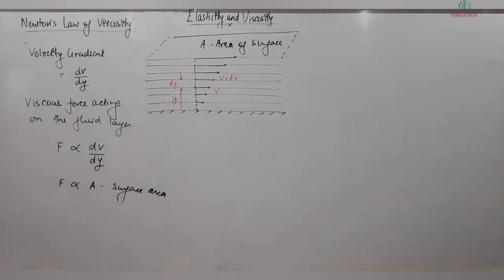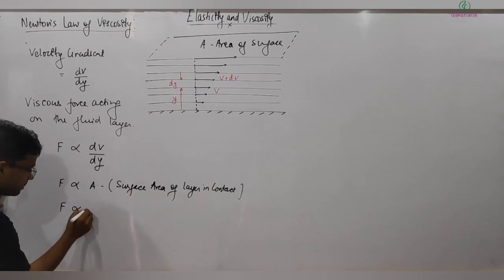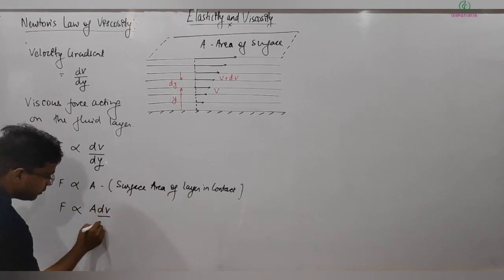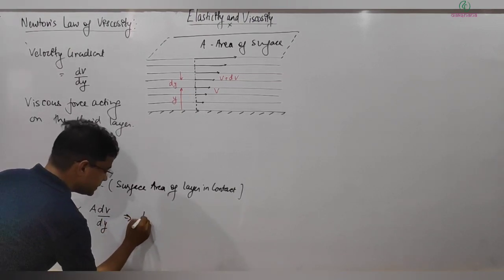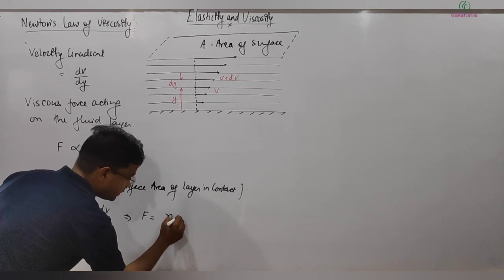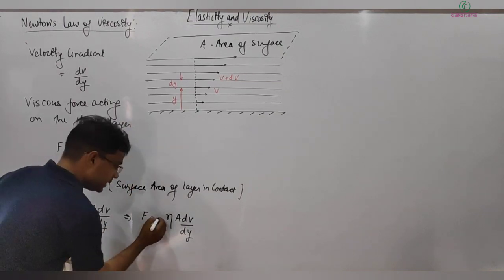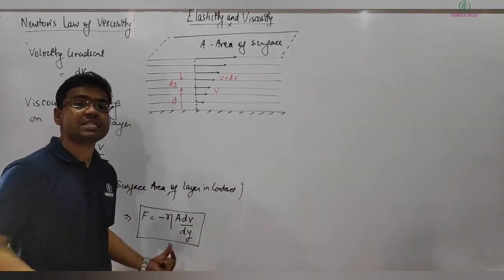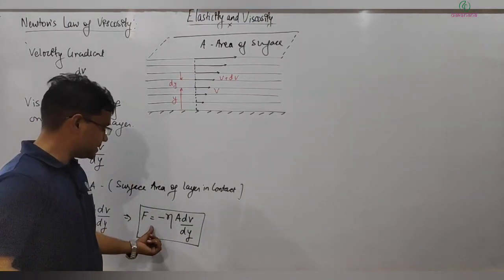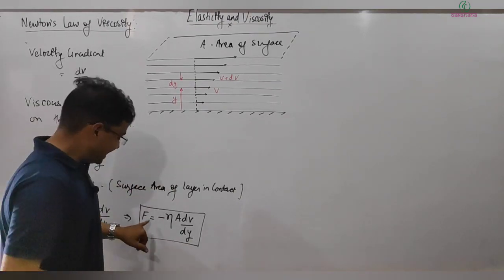Area of layer. Okay, so these are two parameters, and combining these I can write that the viscous force is directly proportional to area multiplied by dv by dy, and this proportionality constant is replaced by eta, so F = -eta A dv by dy. This eta is called the coefficient of viscosity. This negative sign shows it will be a resistive, opposing force, right? Negative sign means it will oppose the motion of the layer, and exactly in which direction it will act.